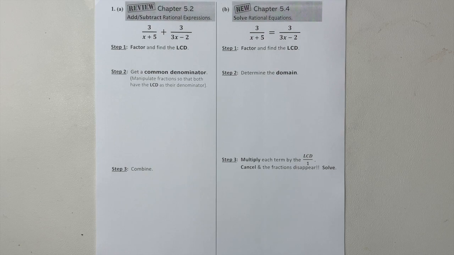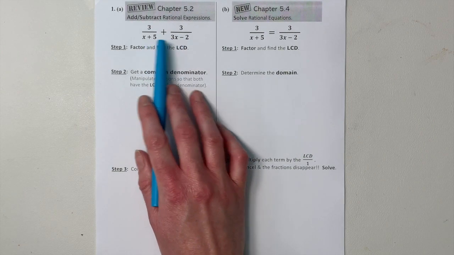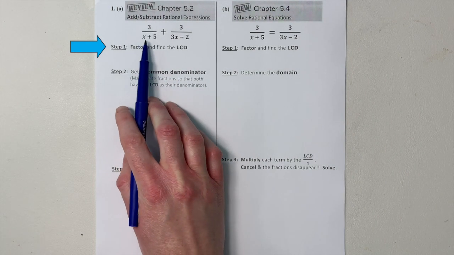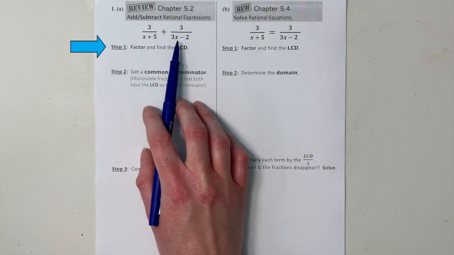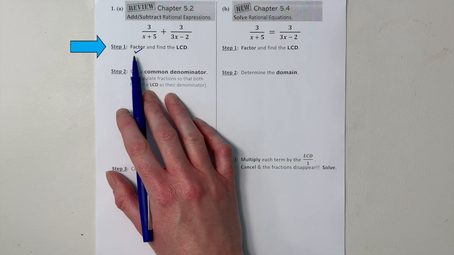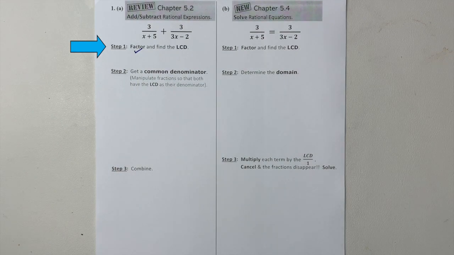So in Chapter 5, Section 2, we learned that in order to add rational expressions like you see here, step 1 is to factor the denominator and find the least common denominator. If we examine these two denominators, neither denominator can be factored. So I've put a check mark here because we've checked, but there's nothing to factor. Next, we need to find the least common denominator.